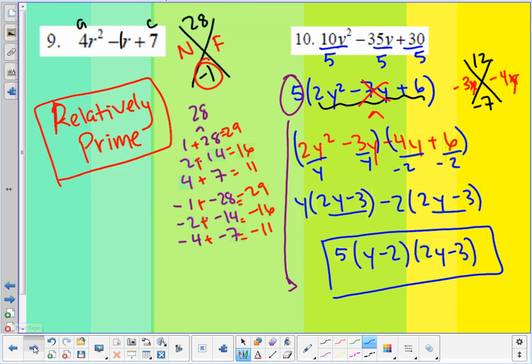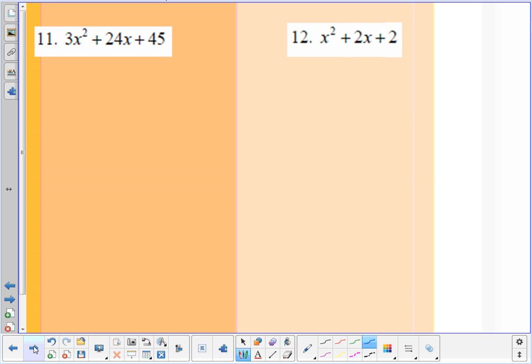Let's take a look at number 11. In number 11, I have 3x squared plus 24x plus 45. I need to take out a 3. I have a GCF of 3 that can come out of everything. So if I pull out a 3, that means I have 3 out front times x squared plus 8x plus 9. Now, taking out that GCF is really going to come in handy when we start solving quadratics because it's just a whole lot easier when we have a smaller trinomial to work with.